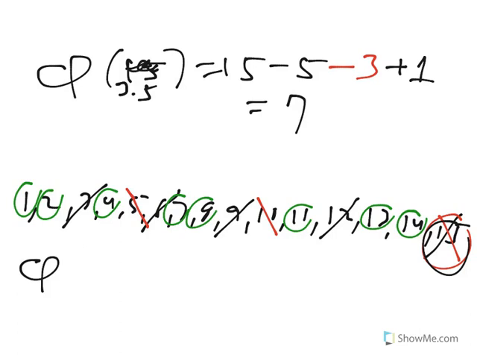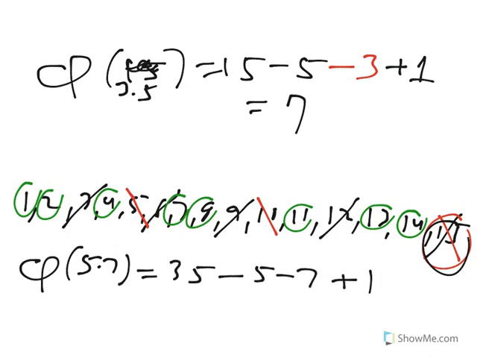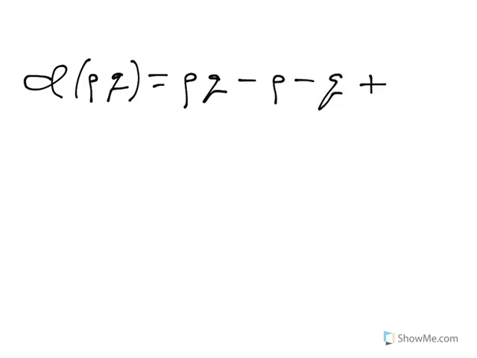And this works in general. So for instance, 35 is 5 times 7. It's going to be 35 minus 5 minus 7 plus 1. 35 minus 5 is 30, 23 is 24, which is the right answer. I can change this into a formula. For pq, it's pq minus p minus q plus 1.